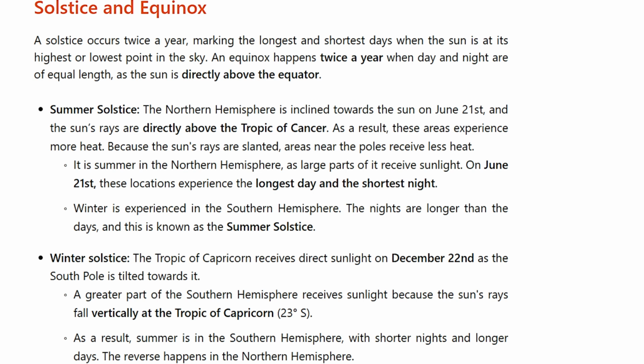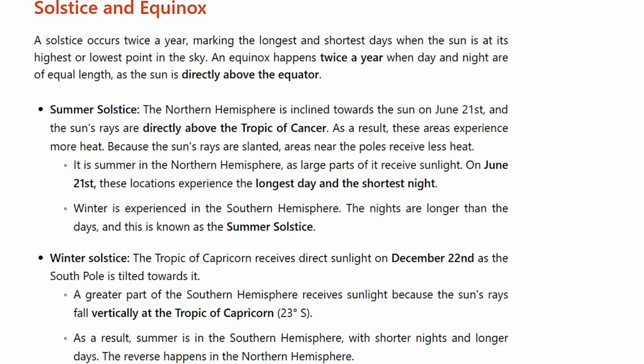It is summer in the northern hemisphere as a large part of it receives sunlight on June 21st. These locations experience the longest day and the shortest night. Winter is experienced in the southern hemisphere. The nights are longer than the days, and this is known as the summer solstice.